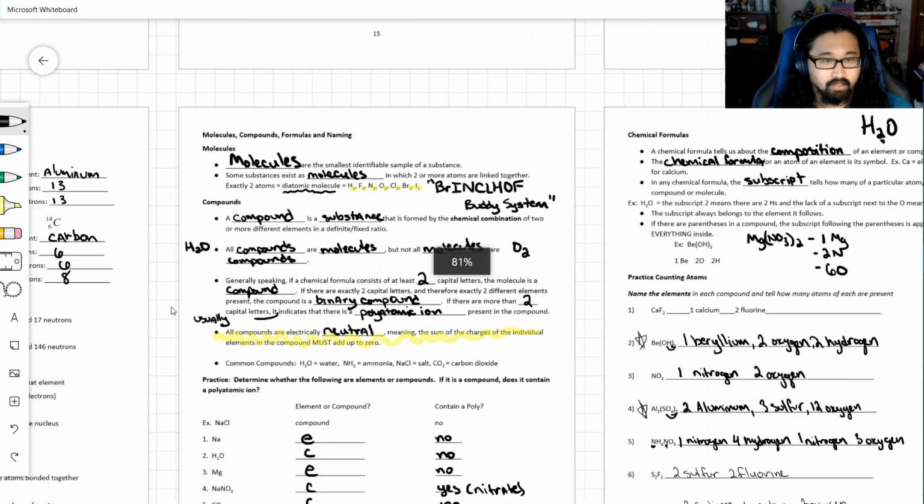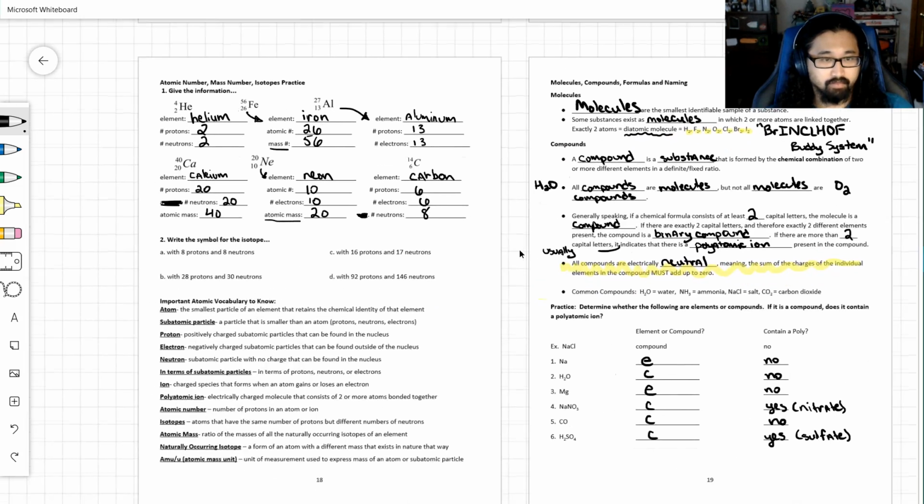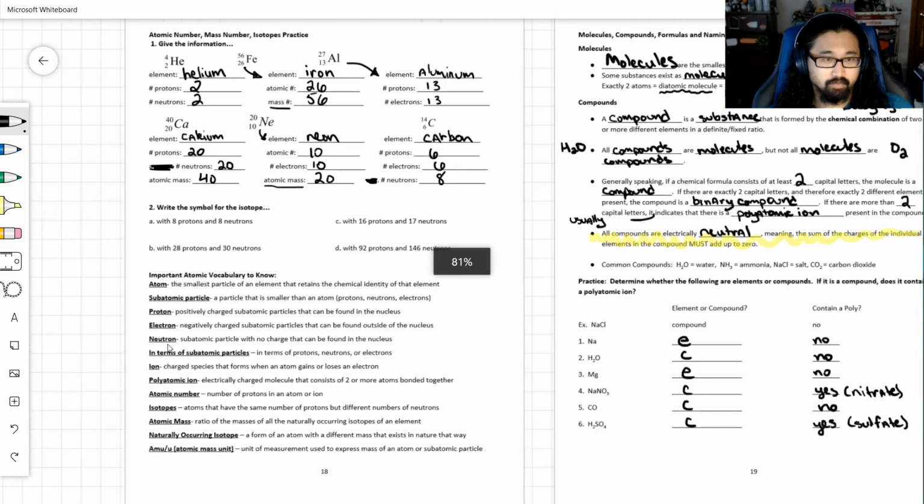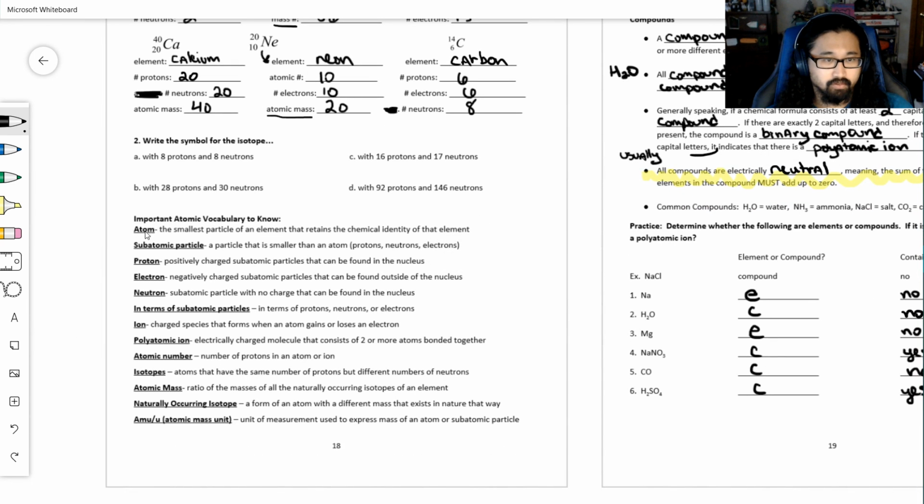Going backwards from there, our atomic structure information, right? Make sure you remember what we know about the atom. It's neutral. It's made up of protons, neutrons, and electrons. Where do we find protons?